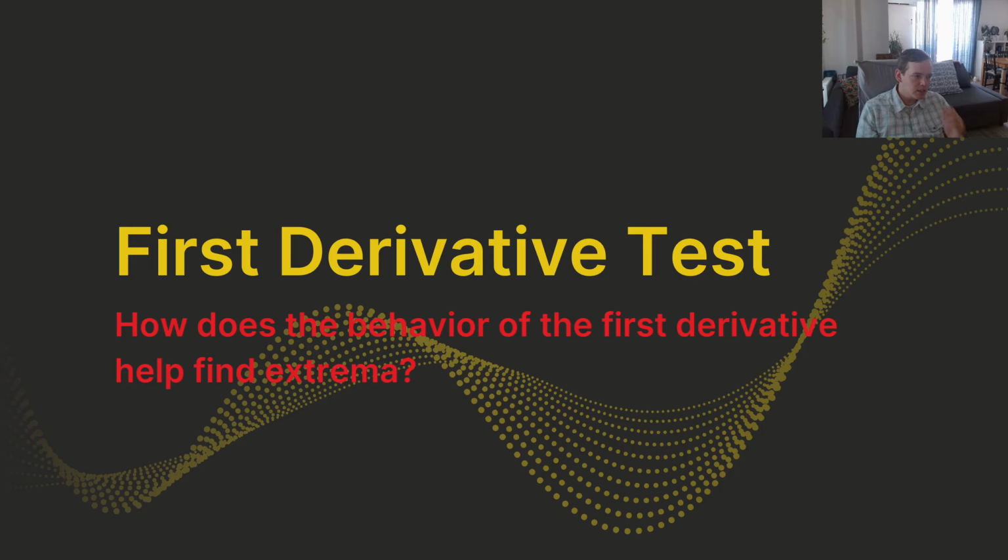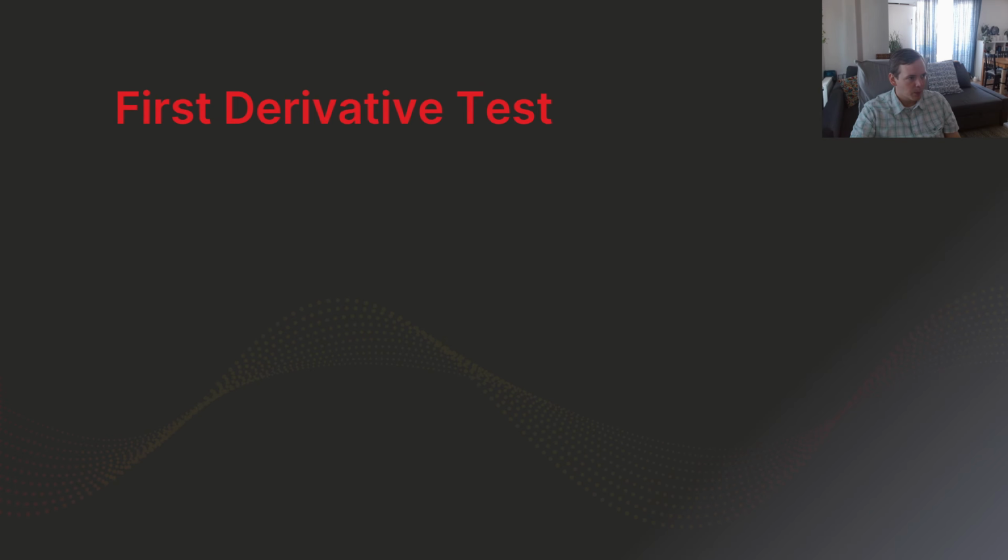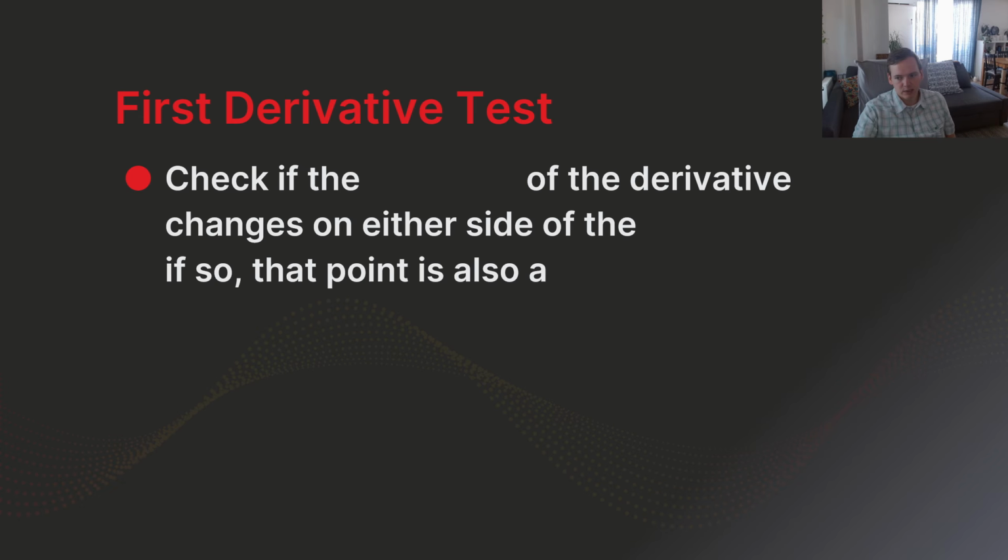This lesson is going to teach you how to use the first derivatives to find local minima and local maxima. So, the first derivative test. The way that this works is you're going to check to see if the sign of the derivative changes on either side of the critical point. So you're going to find all the critical points, then look to the left, look to the right, and see if the sign changes.